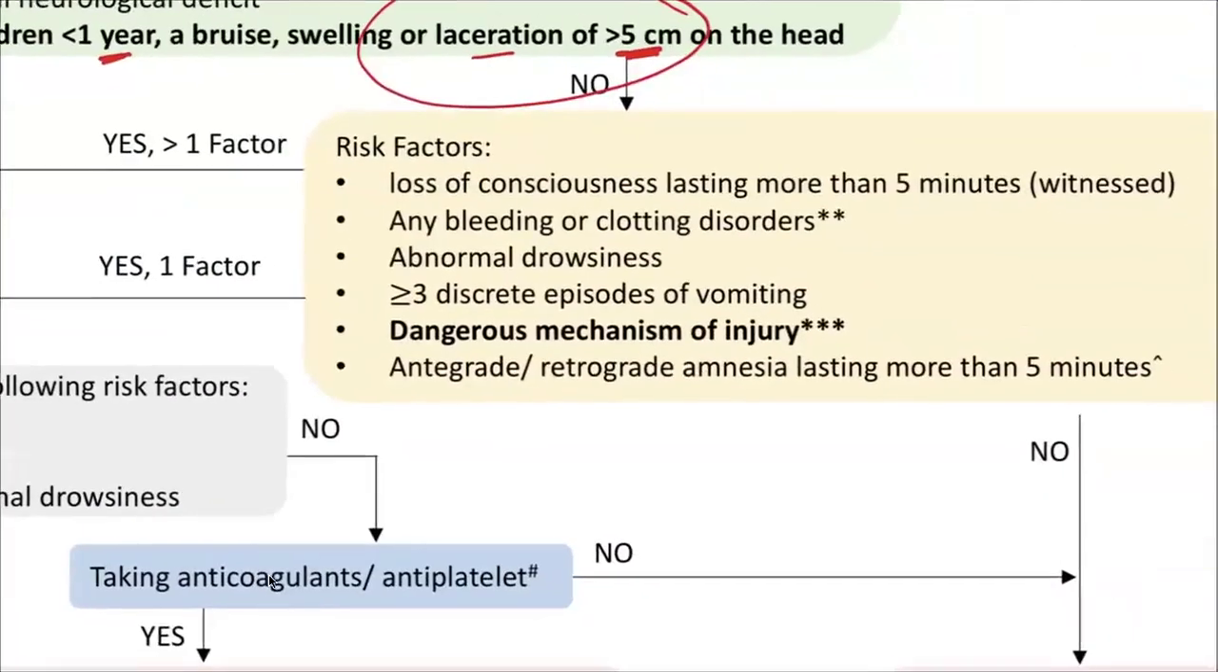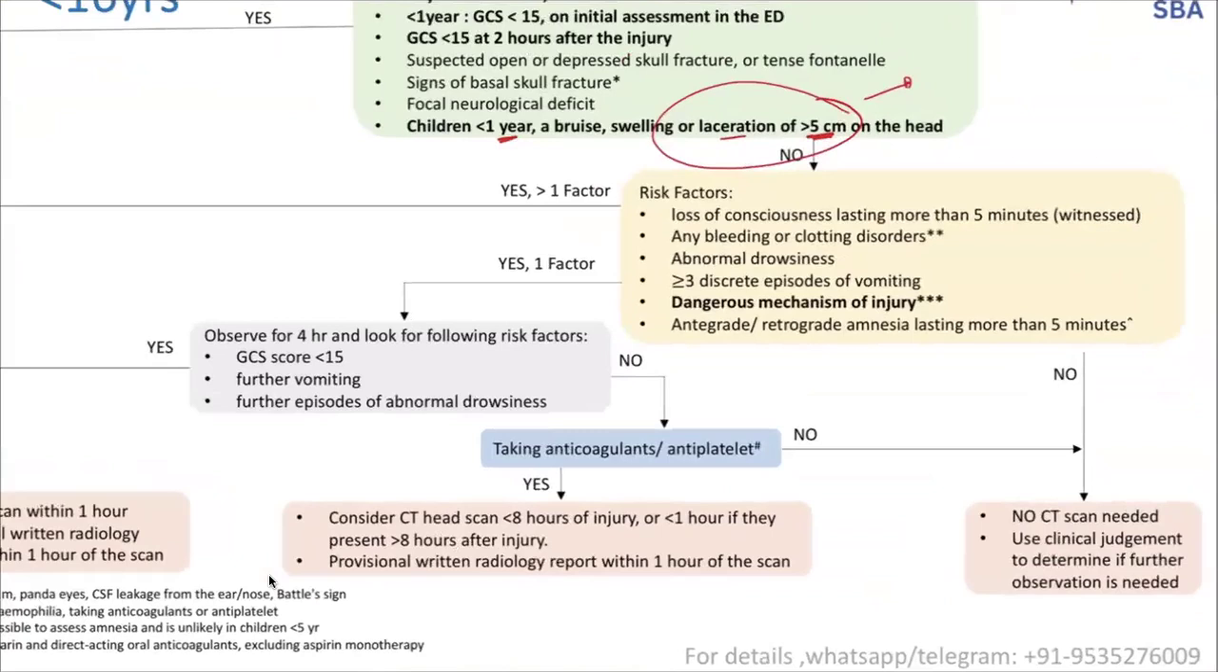So basically you had only one risk factor here. So one risk factor was present. That's why you were observing for 4 hours. In the 4 hours, you'll be looking for GCS, any further episodes of vomiting, any abnormal drowsiness.